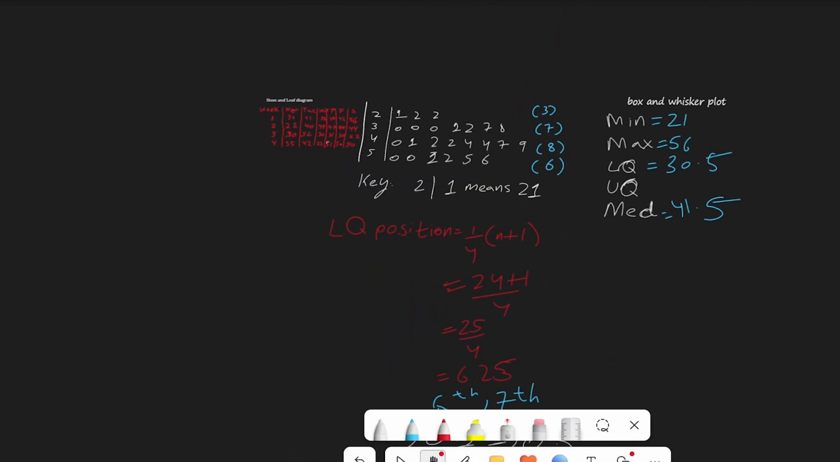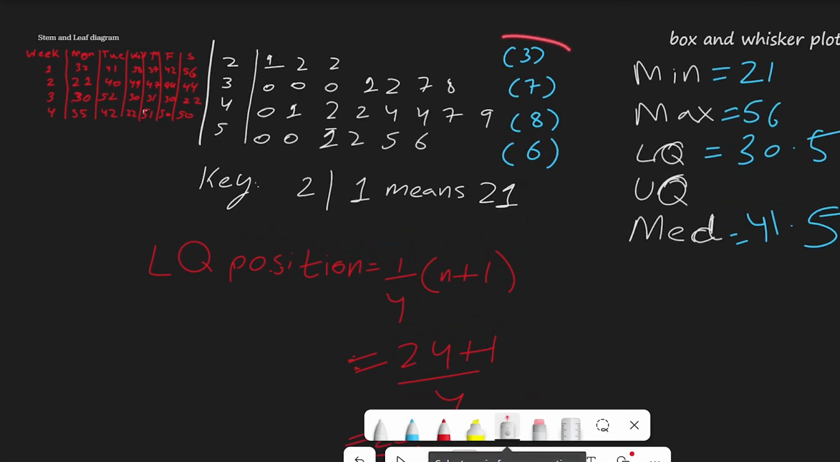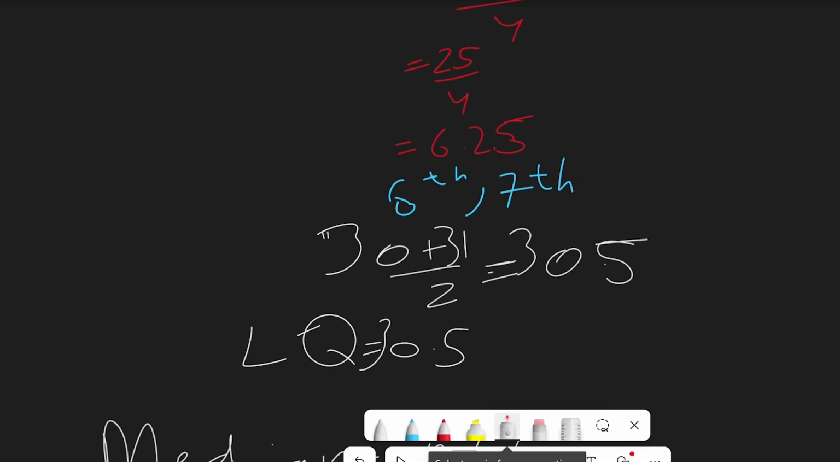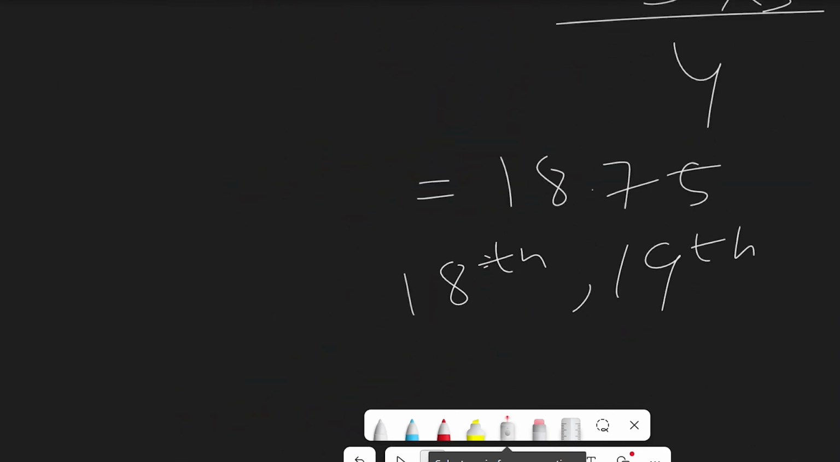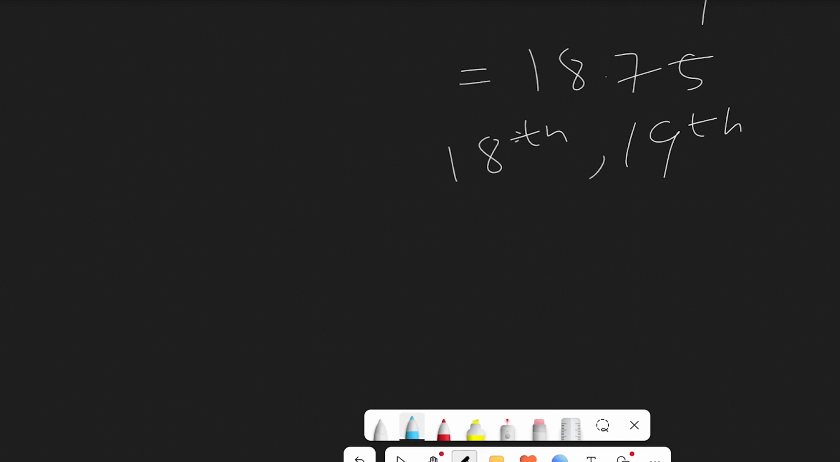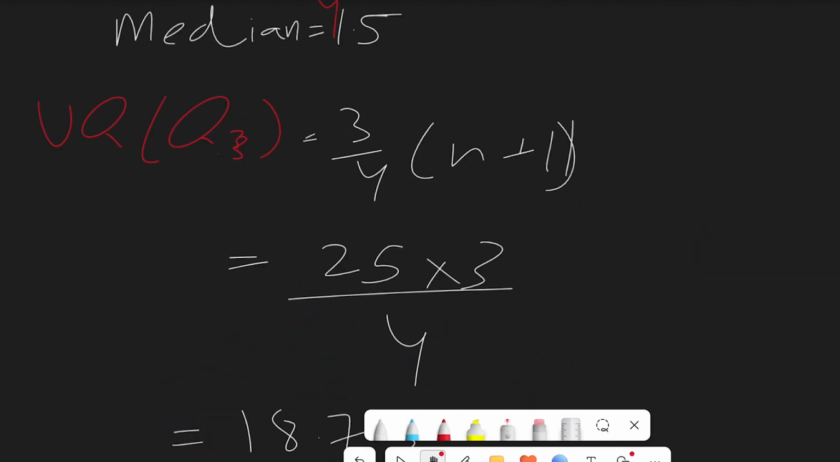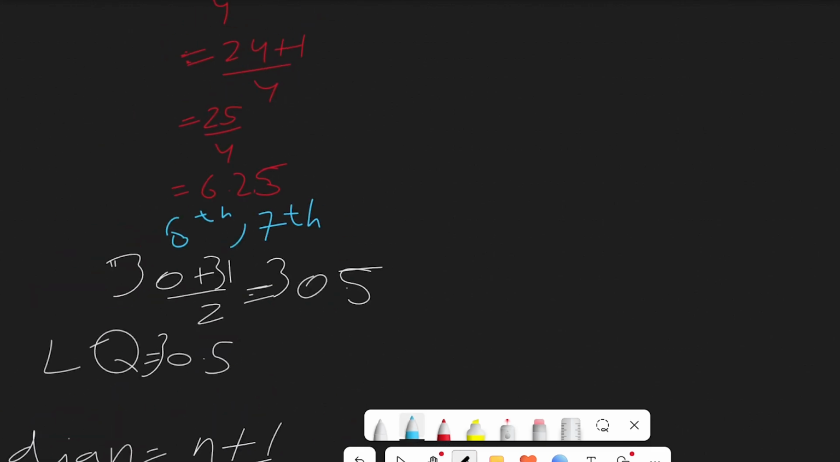Now we see the 18th and 19th value over here. It is the 18th value over here, and then we have the 19th obviously here. It would be 49 and 50. Okay, the average of the two. 49 plus 50 over 2, which means 99 over 2 is equal to 49.5. Yeah, so that is our Q3, which is 49.5.